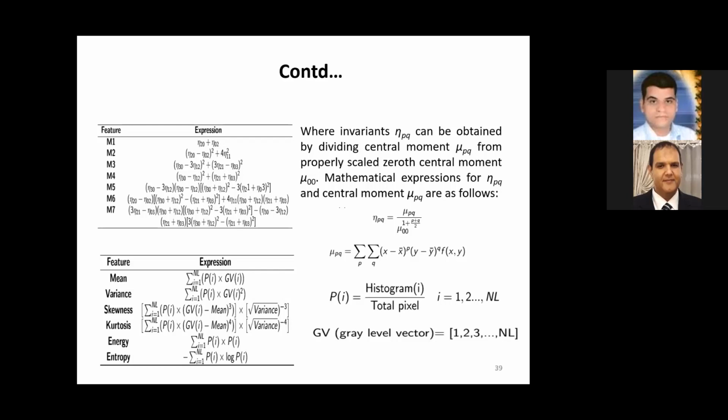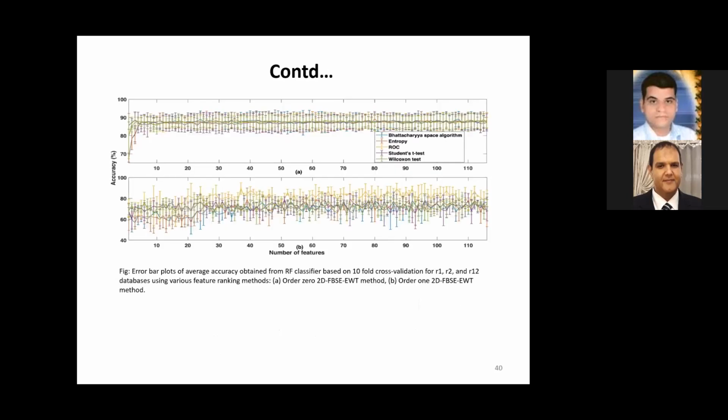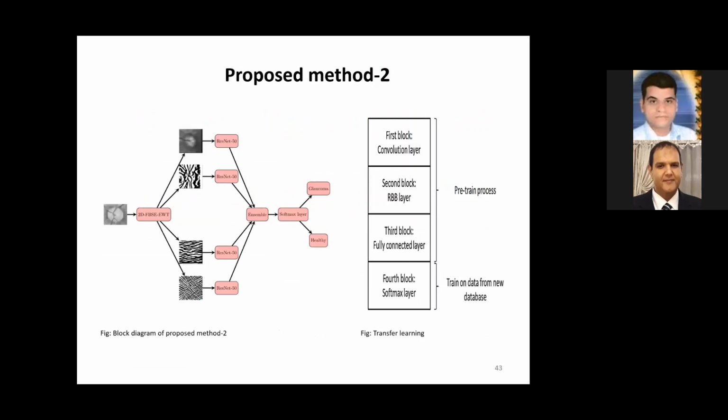And then we have also compared this method in the framework of deep neural networks, the convolution neural network framework. For that, we call it proposed method 2. Here we take the image, the green channel, then we use the two-dimensional FBSEWT method, then we use the 4 subband images, then we apply ResNet-50, then we perform an ensemble, and the softmax layer classifies these as glaucoma and healthy images based on the deep neural network concept.